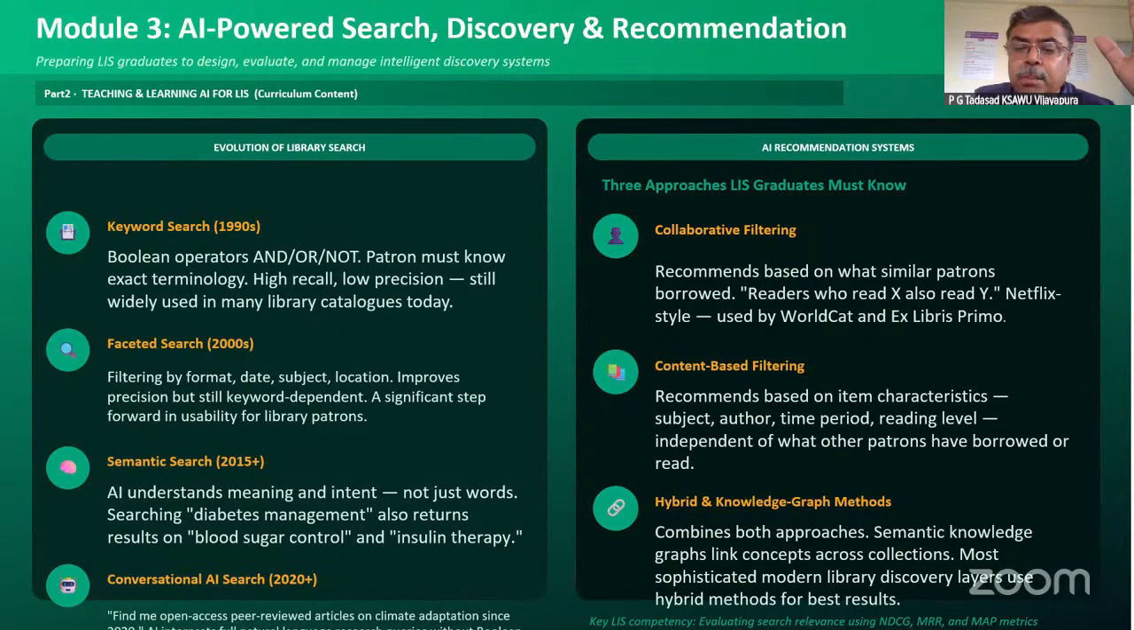Most sophisticated modern library discovery layers use hybrid methods for best possible results. But how many of us are really using them? The majority of us are not even using the first level, collaborative filtering. To some extent, we are also using content-based filtering. But for the third one, we are using them, but we do not know how they are happening. The third module has to emphasize these AI-powered search, discovery, and recommendation systems.